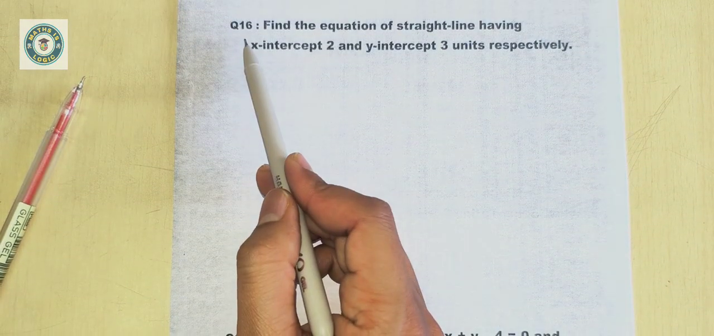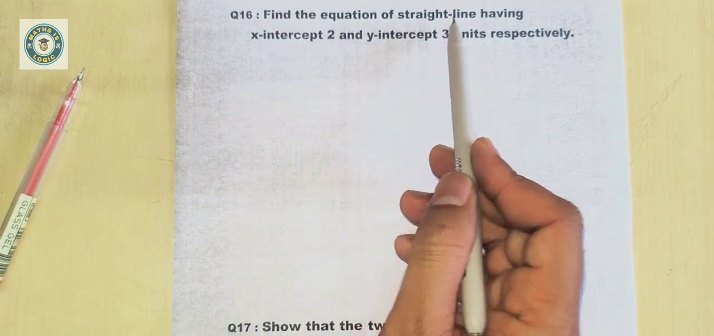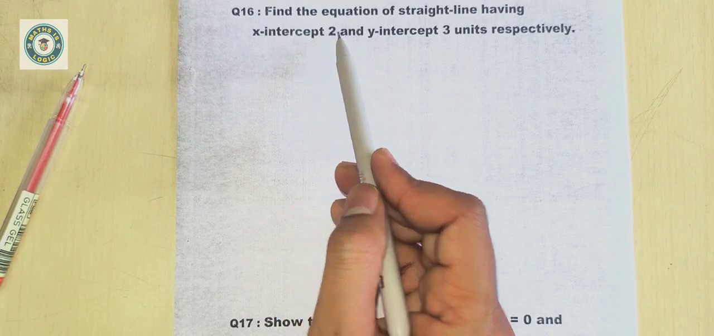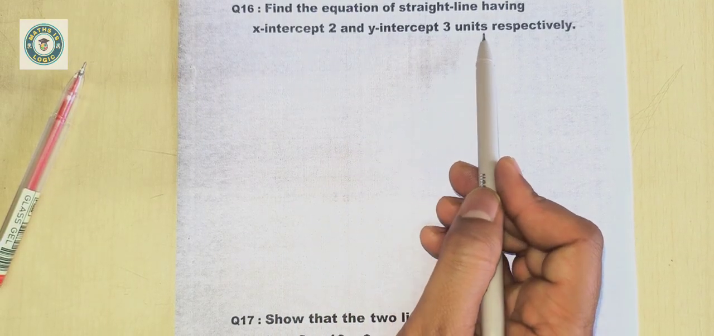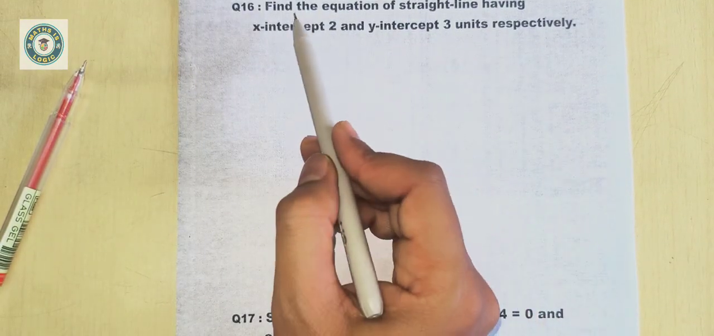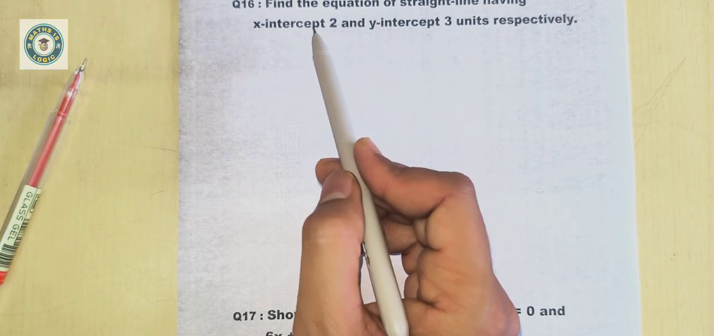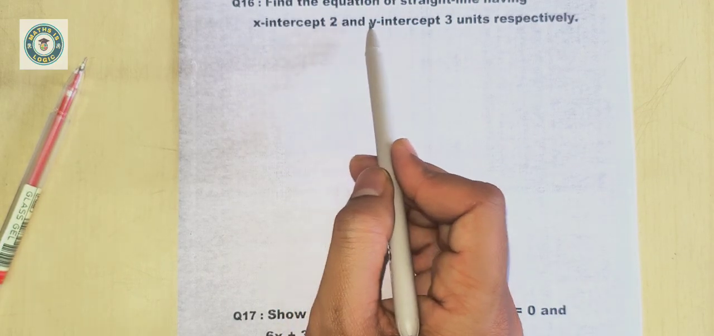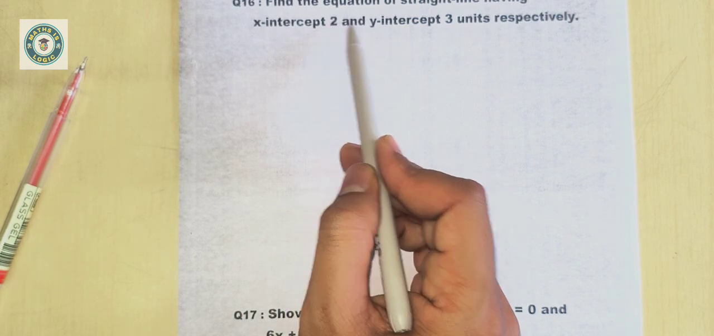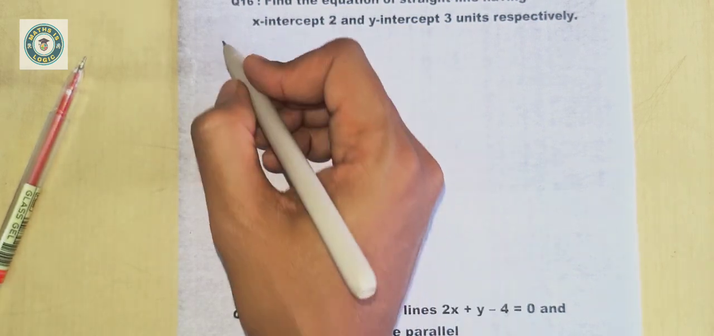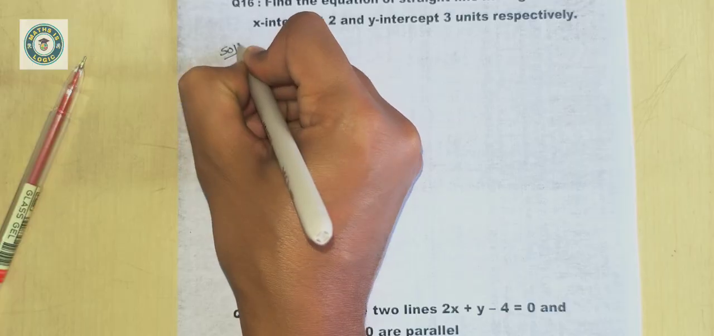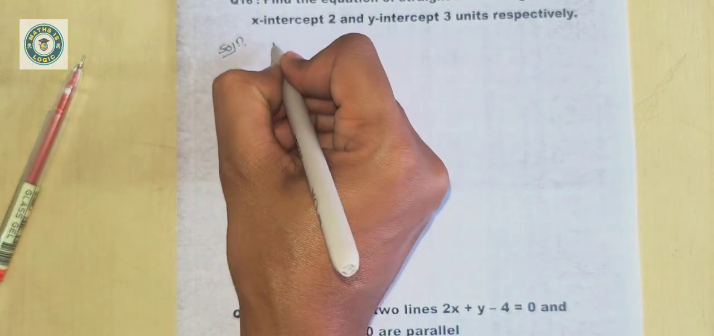Next, question number 16. Find equation of straight line having x-intercept 2 and y-intercept 3 units respectively. Here also again we need to find out what here? Equation of straight line, but for different condition. What is that condition? Here x-intercept is given and y-intercept is also given. So in the solution, first write these two given values.